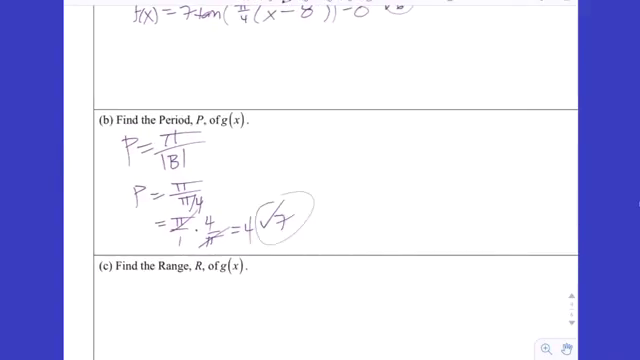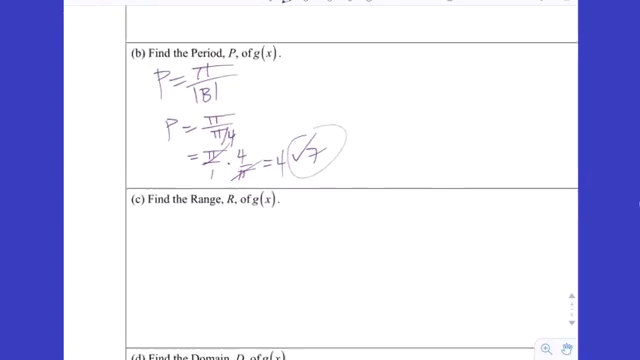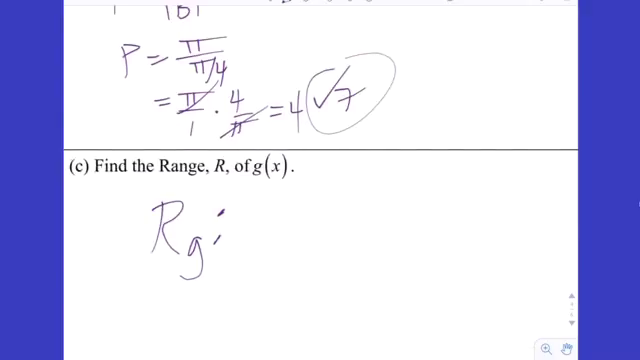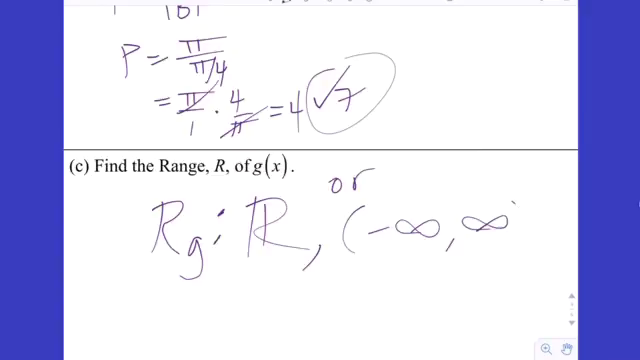The range. This, I thought, would be the most correctly got question on the test, but it was not, okay? Part A was. Some people tried to find ranges that were not correct on this one. This one is all real numbers all day long for tangent and cotangent. They run north and south forever and ever. Or you could have said interval notation, negative infinity to infinity.